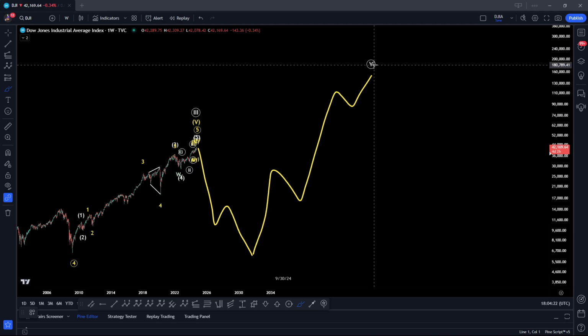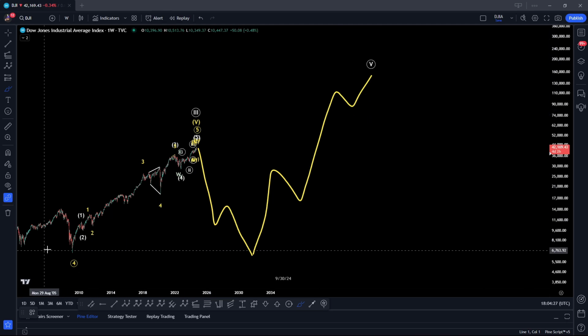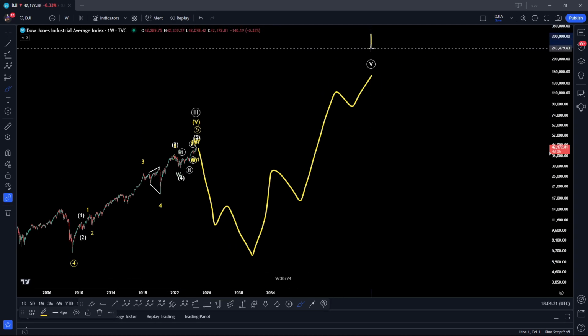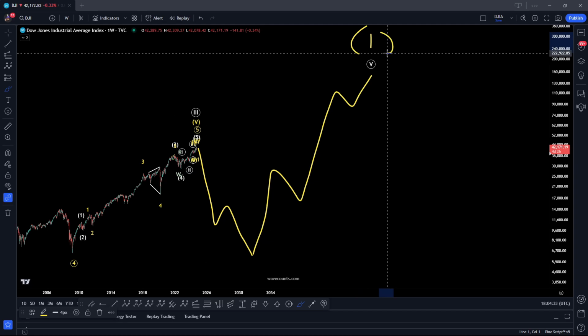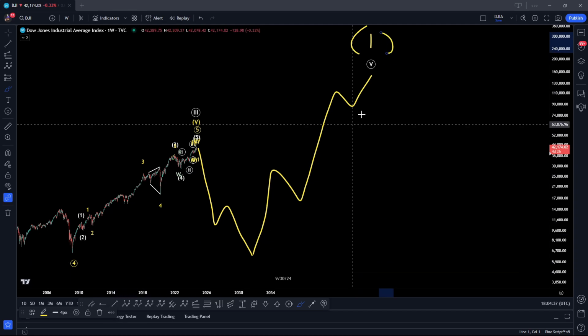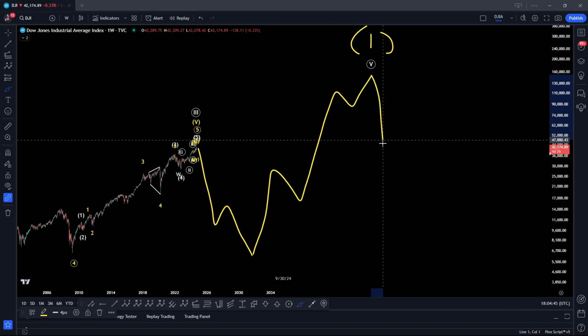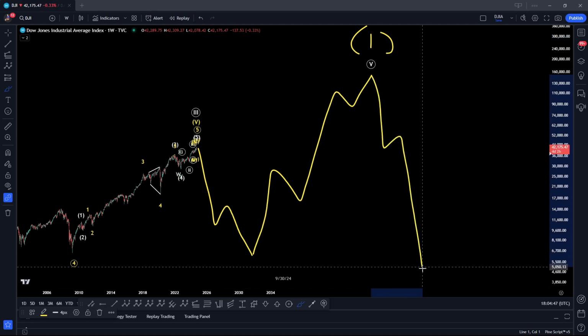Because this is all going to be something, likely the beginning of something, right? So this white 3, 4, 5 is likely the beginning of something even bigger. And then that will all need to be retraced, likely down into the fourth wave of prior degree. Bump, bump, bump, like this.